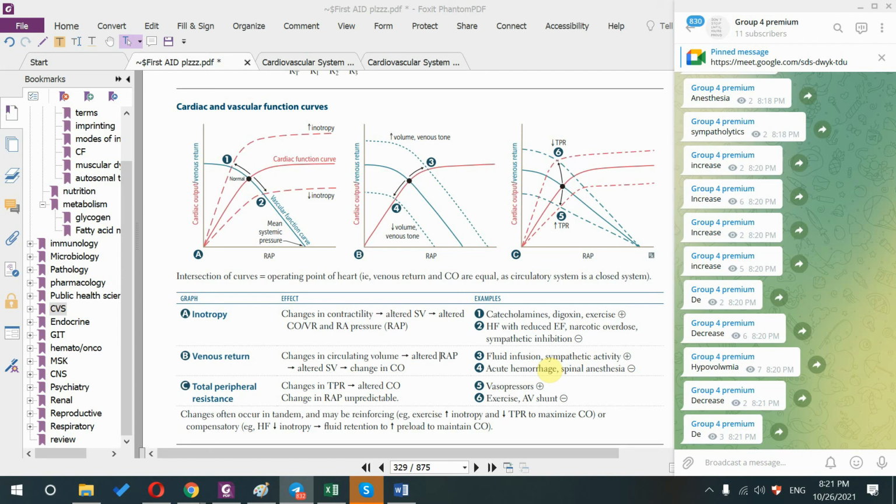The next one is the total peripheral resistance. A change in the total peripheral resistance leads to alteration of the cardiac output, and the change in the right atrial pressure is unpredictable, so you don't need to know that. But what you have to know, guys, is this: if there is vasodilatation in the vessels, what will happen to the cardiac output? Well, what will happen to the contractility of the heart?